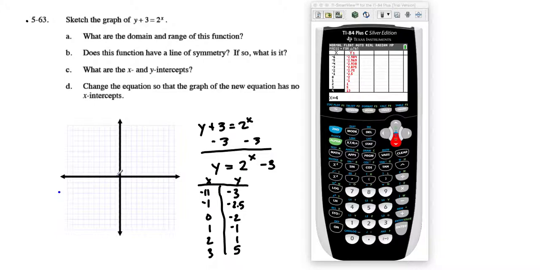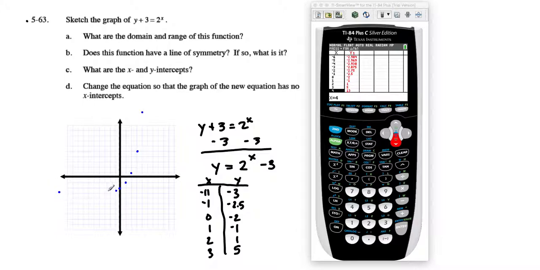So we're going to go back 1 and then down 2.5. Then 0, -2. 1, -1. We've got 2, 1. Then 3, 5. And if we wanted to, we could say 4, 13, which would be somewhere up here. So you can see how it's going to be growing here.